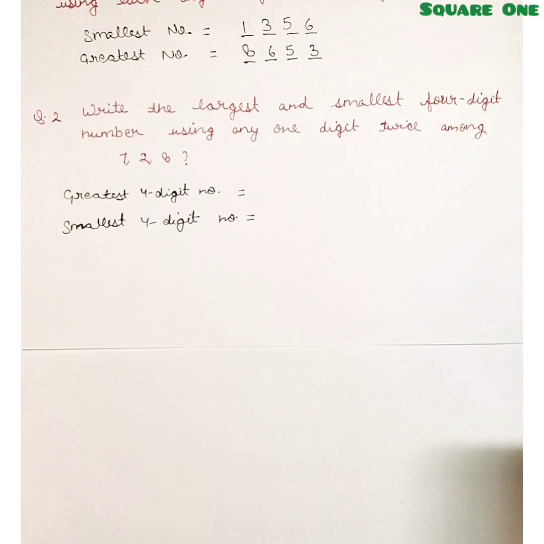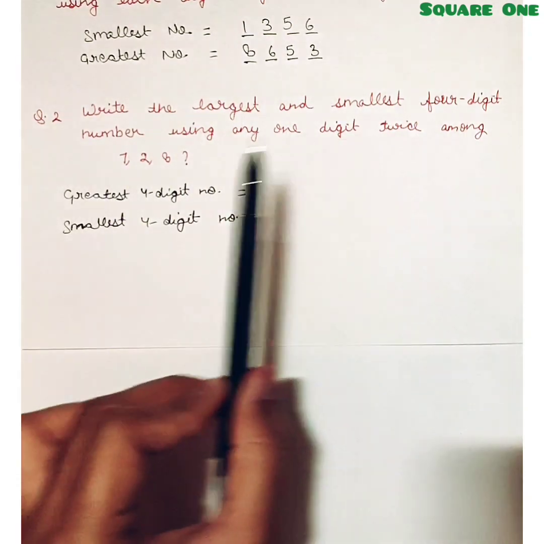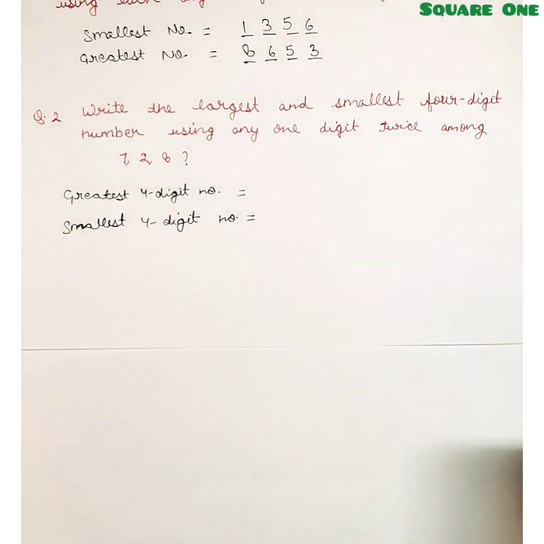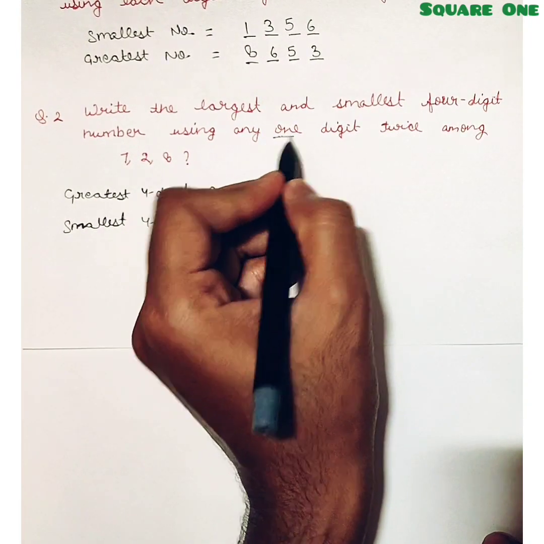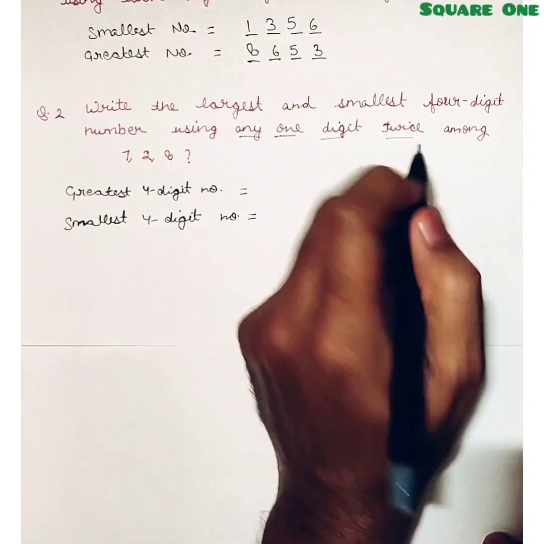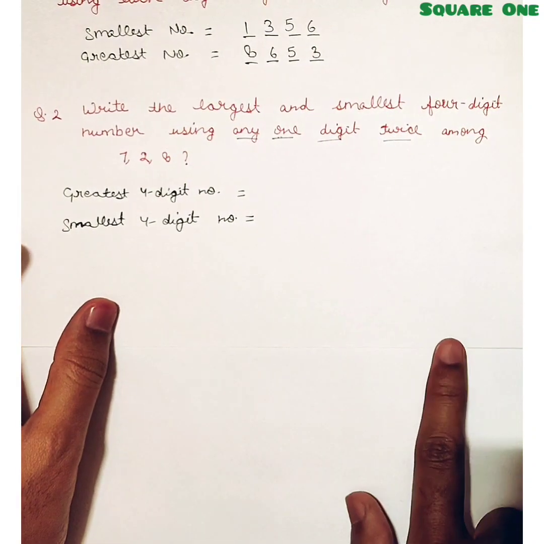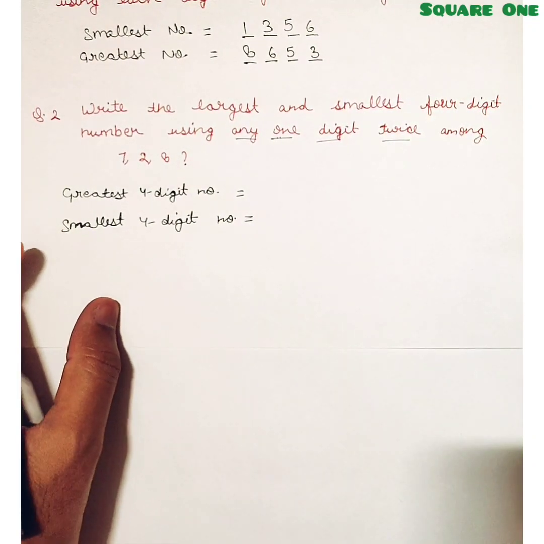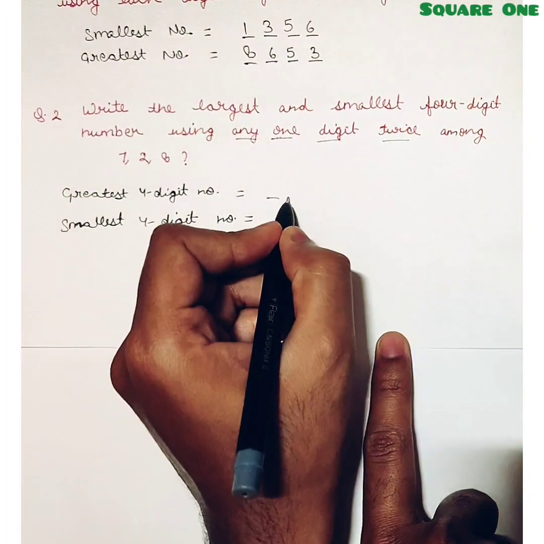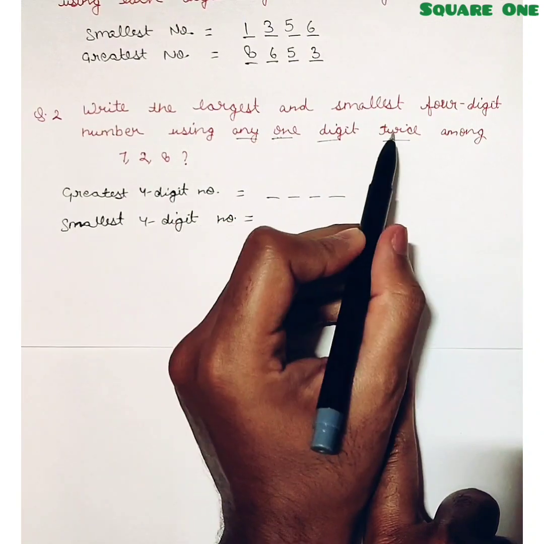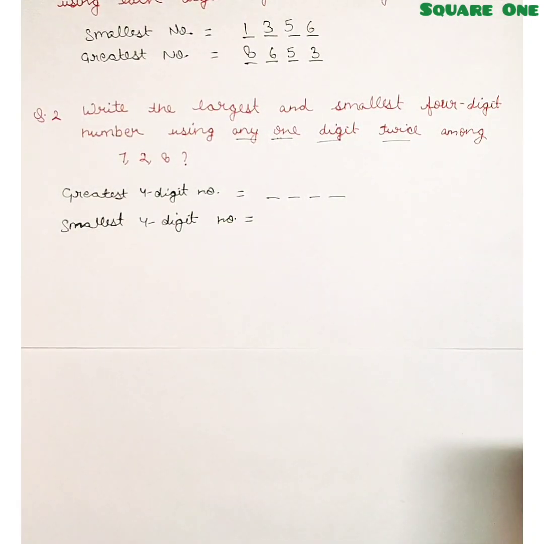Now the next type of question that comes in this topic is: write the largest and smallest 4-digit number using any one digit twice among 7, 2, 8. The difference is that you are allowed to use any one digit twice, that is 2 times. Now you have been given 7, 2, 8. These 3 digits are given and you have to form 4-digit numbers, and you are allowed to use one digit twice. So I made up 4 spaces.